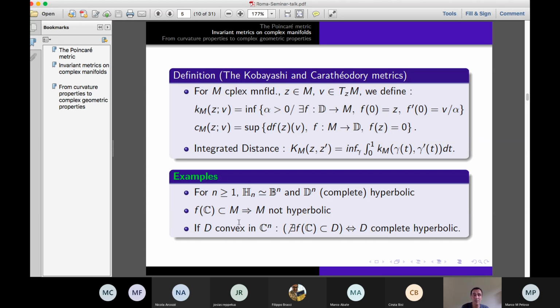Finally, another example: if you consider a convex domain in Cn, then you have an equivalence between the fact that it's complete hyperbolic and the fact that it does not contain non-trivial entire lines in the domain.